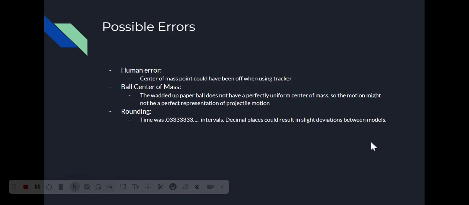So some possible errors: human error, the center of mass point could have been off when using Tracker. It was a wadded up paper ball, so it doesn't have a perfectly uniform center of mass, so the motion might not be a perfect representation of projectile motion. And then rounding, the time step was 0.0333 repeating, and so decimal places could have resulted in slight deviations between models.